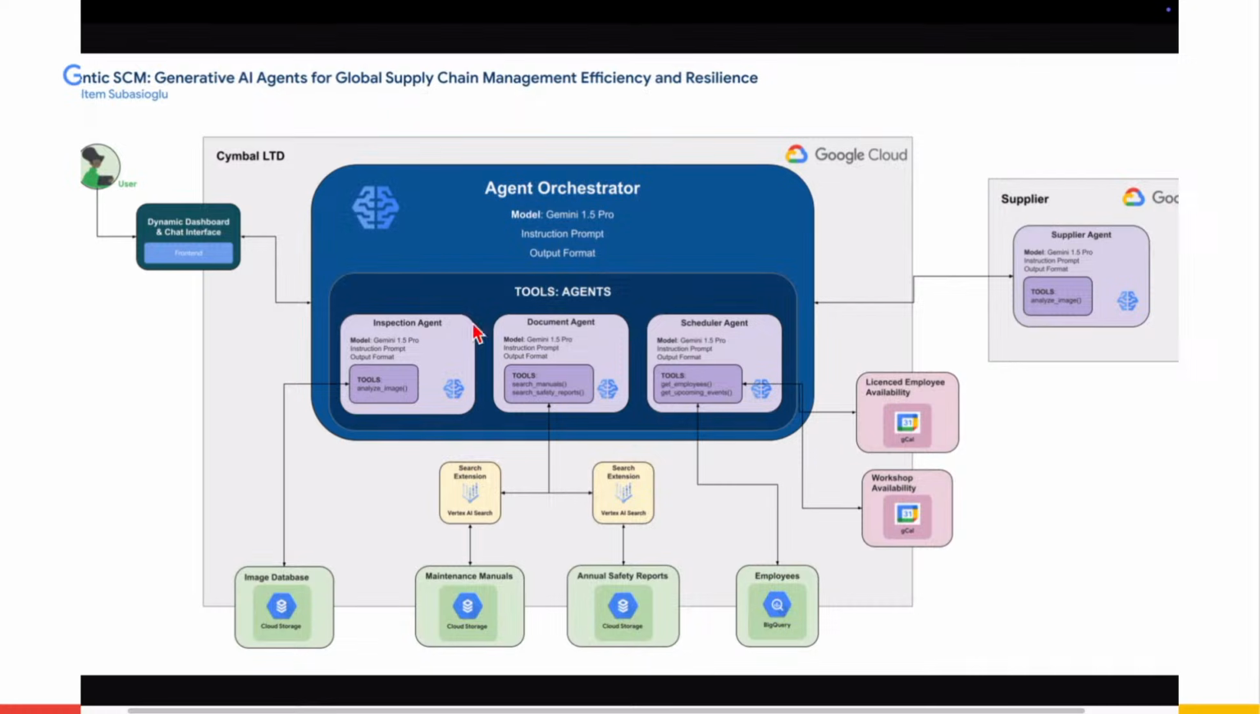So we have an inspection agent with a tool analyze images that can analyze incoming images. We have a document agent that's connected to two different databases, essentially, with documents for maintenance manuals and the other one for annual safety reports. We have the scheduler agent then, who can look into our employees database to find employees who have the right license, and also is connected to different calendars.